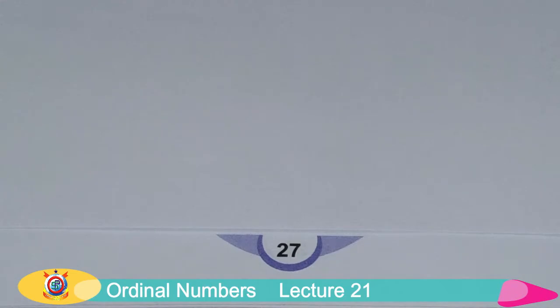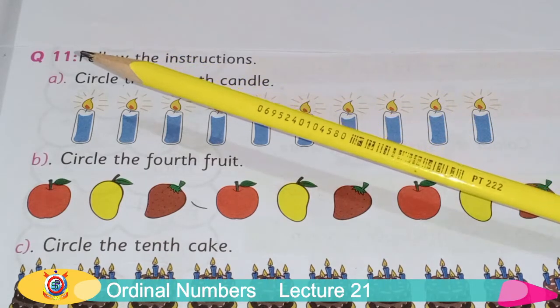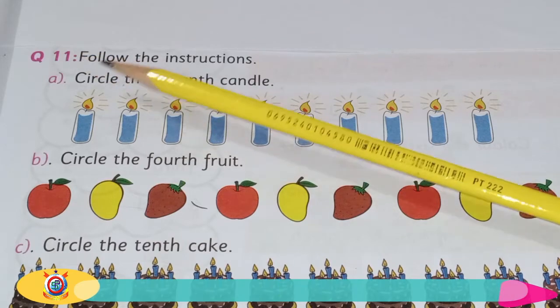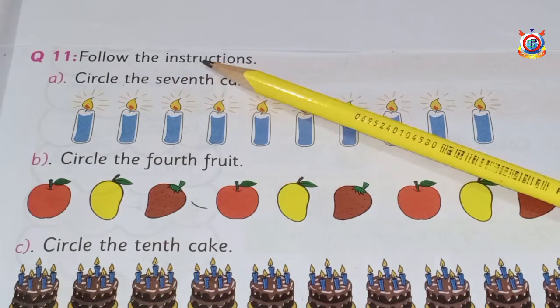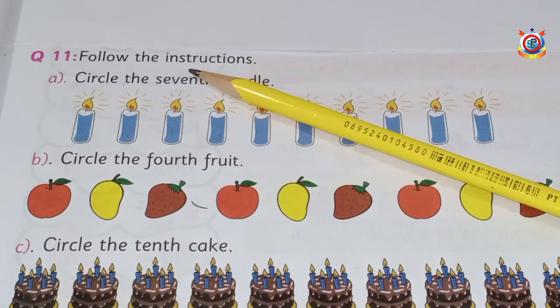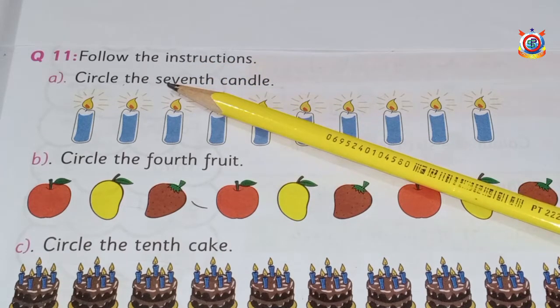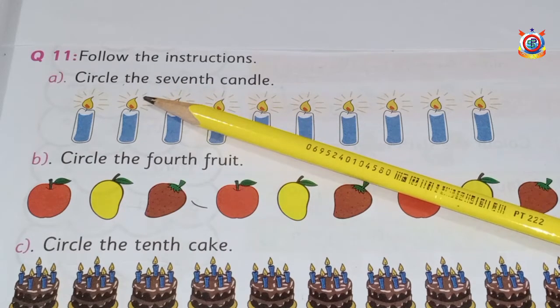Okay, students, first of all, open page 27 in your books. Hurry up. All of you open it. On page 27 we have question 11. Question 11 is: follow the instructions. We have to follow the instructions which are given below. In the instructions there are tasks like circle the 7th candle and circle the 4th fruit.